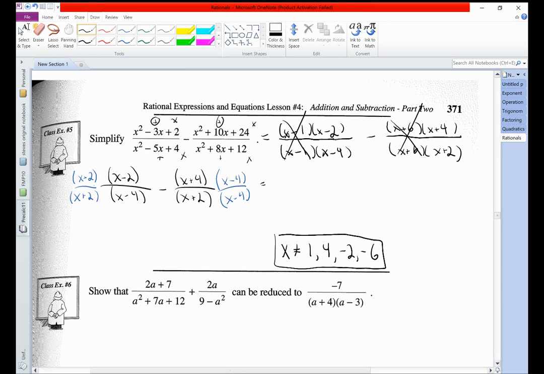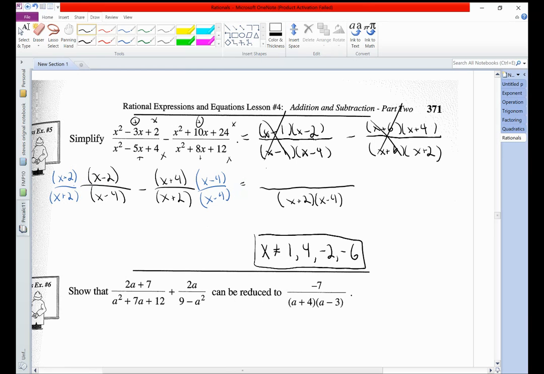And what we get is x plus 2, x minus 4 on the bottom, and then we get x plus 2, x minus 2 on the top, minus x plus 4, x minus 4 as the second term. So hopefully we're going to leave the bottom. Hopefully you all recognize that these two factors right here are the result of difference of perfect squares binomial.